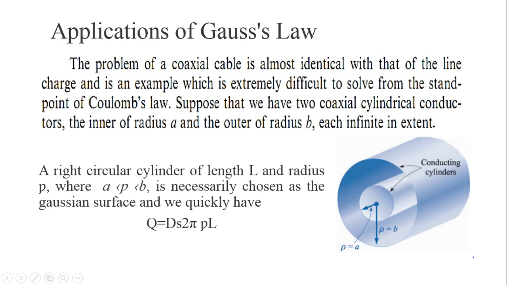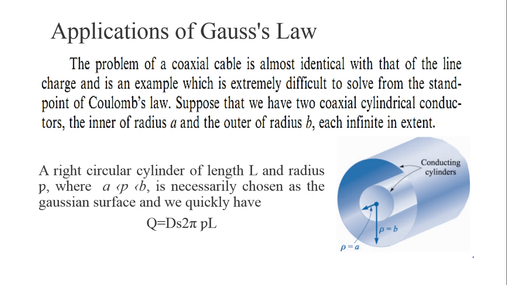So the problem of a coaxial cable is almost identical with that of the line charge and is an example which is extremely difficult to solve from the standard point of Coulomb's law. आज हम ये देखेंगे कि कोएक्सियल केबल का जो प्रॉब्लम है वो तकरीबन लाइन चार्ज की तरह है, but that example can be solved by the application of Gauss's law. It is difficult to solve this problem from the standard point of Coulomb's law.